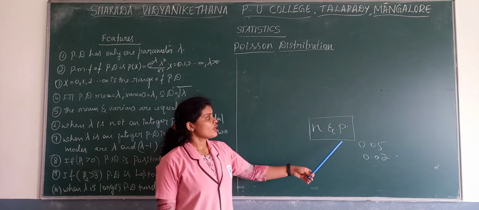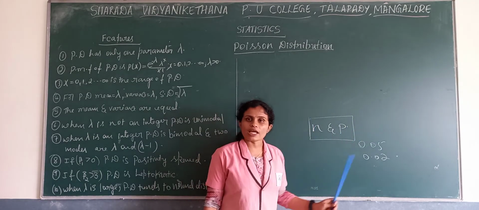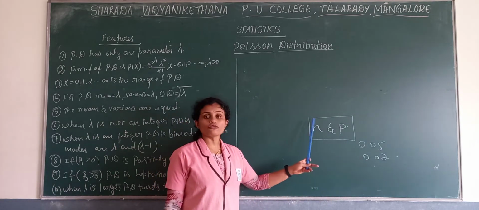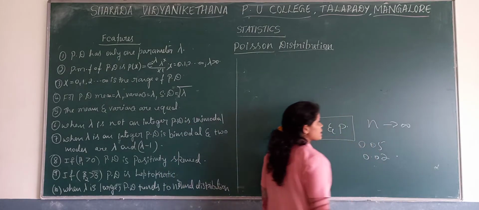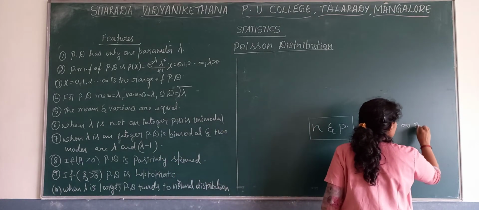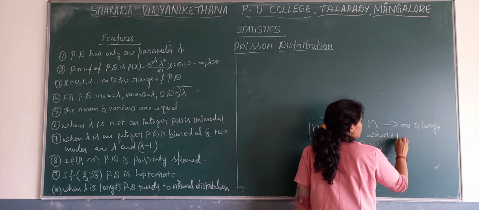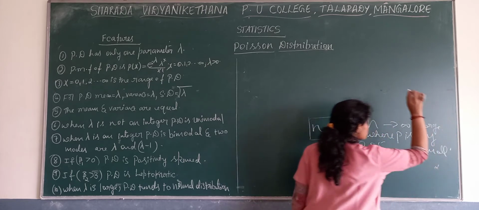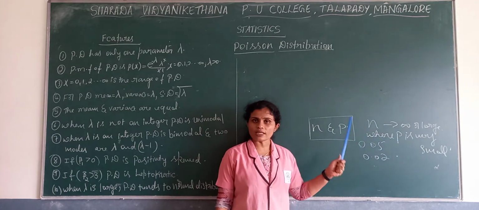So in such cases, we cannot consider the problem in the form of binomial distribution. There we need to apply the Poisson distribution, where n tends to infinity, meaning indefinite, or it is large, and where p is very small. These two are the limitations of binomial distribution.